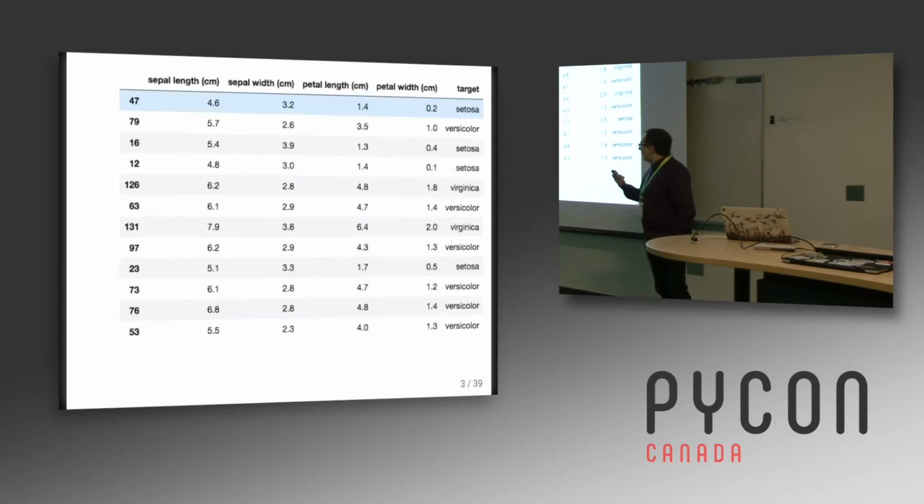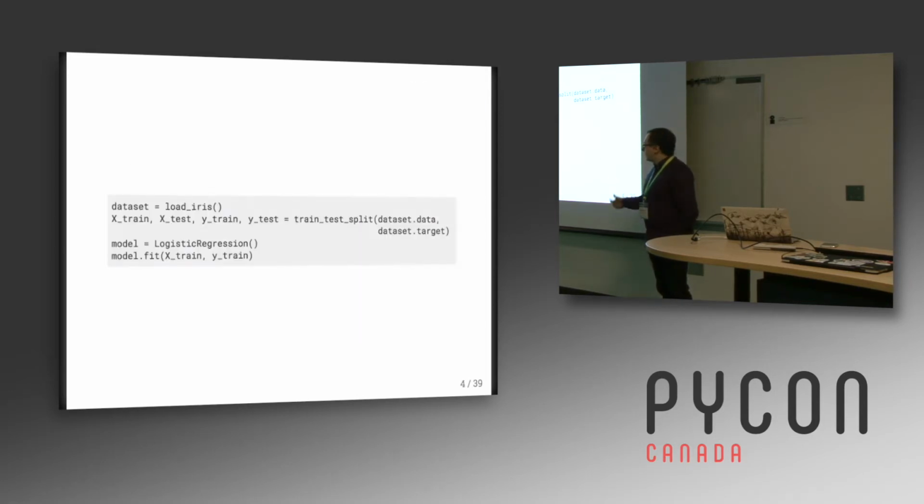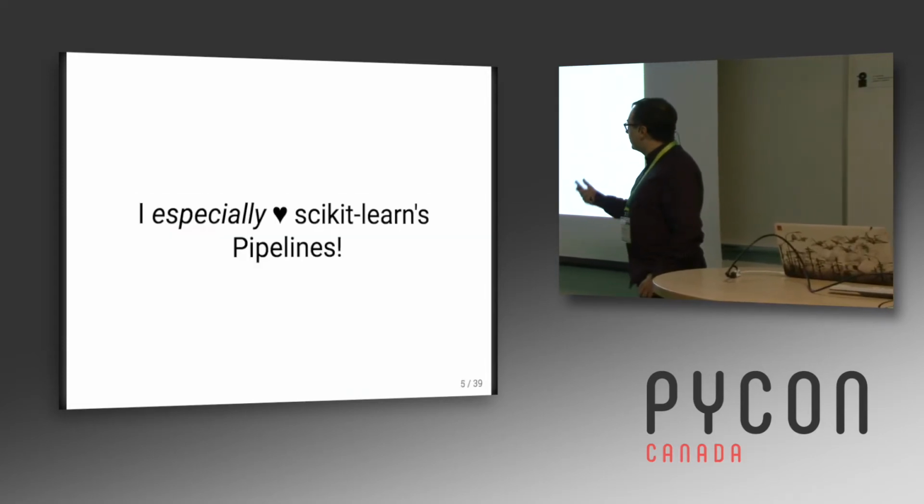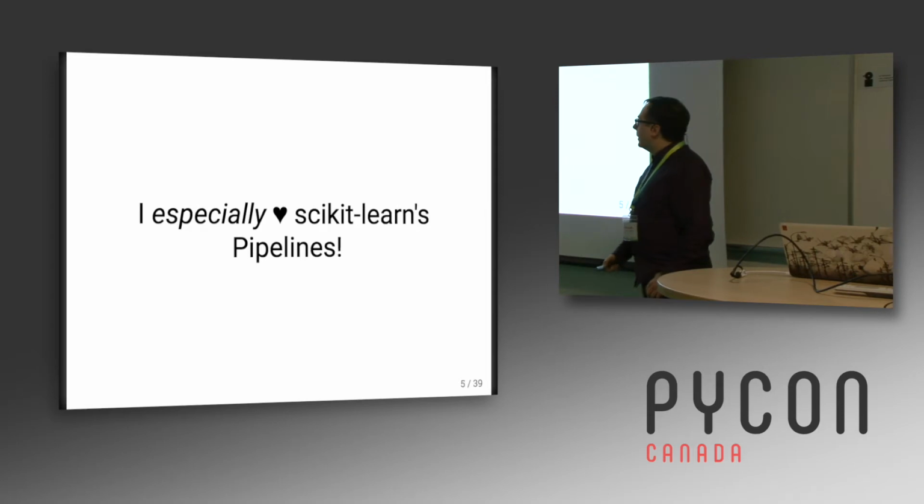Why? If you have some data, scikit-learn makes it really easy to get a first model trained quickly. And so if the problem is a bit more complicated, then maybe you'll need to do some feature engineering on that. So I especially love scikit-learn's pipeline.